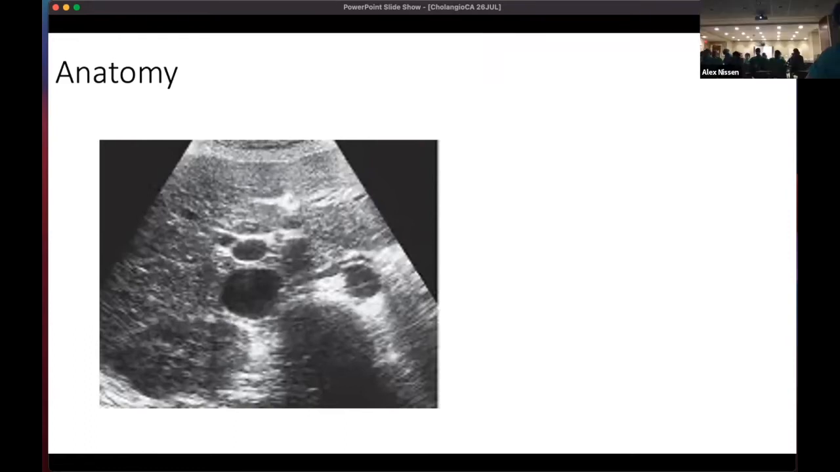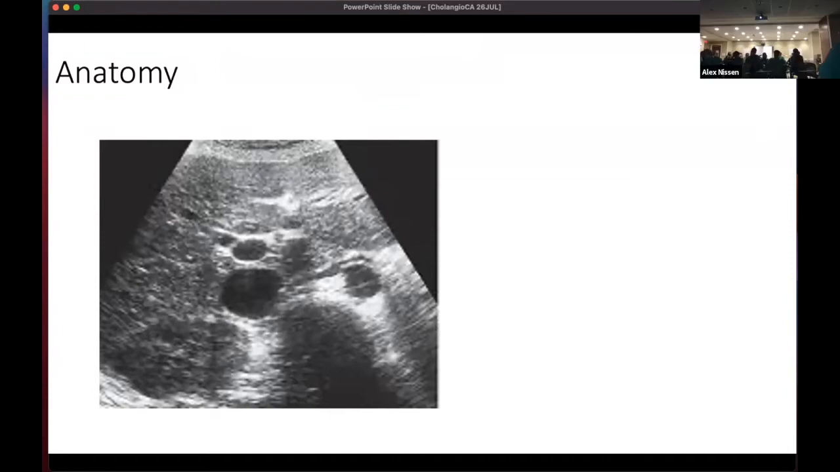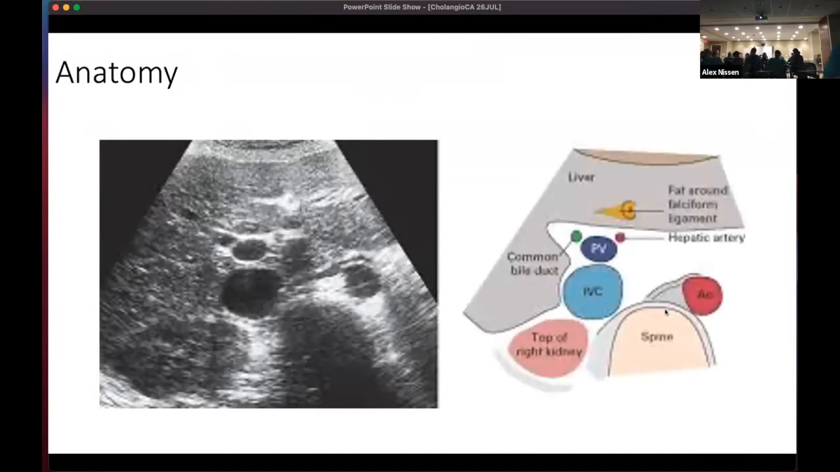So Carson says the big one posteriorly is the portal vein. Yep. And then which is left, which is right? I'm sure you got it right.